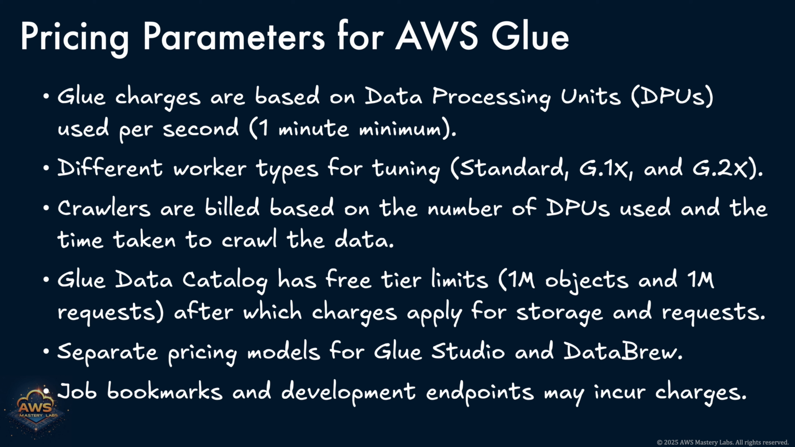The AWS Glue Data Catalog includes a generous free tier, up to 1 million objects and 1 million requests per month. Beyond that, you'll incur charges for both storage and API calls, so it's important to manage metadata hygiene and remove unused entries. Visual interfaces like Glue Studio and Glue DataBrew come with separate pricing models. For example, DataBrew charges by session and per data row processed, making it important to understand how these tools fit into your workflow before running large jobs.